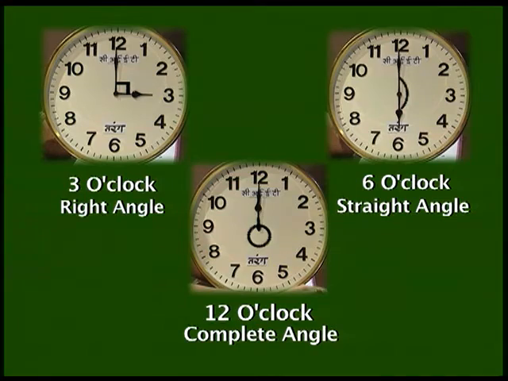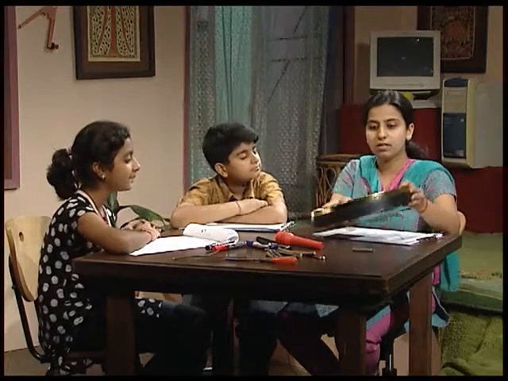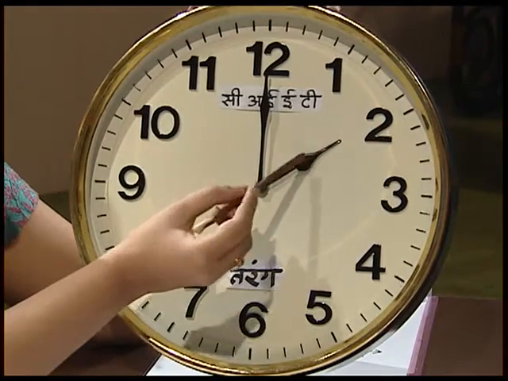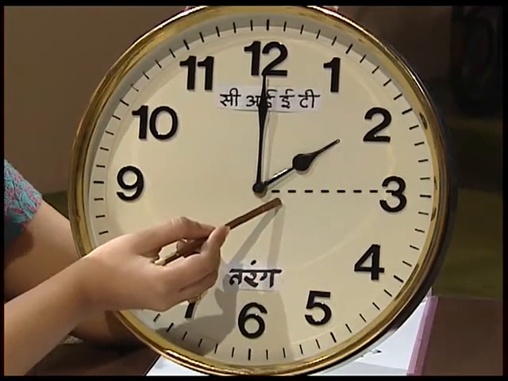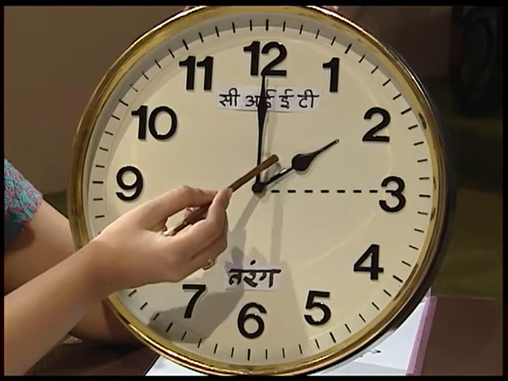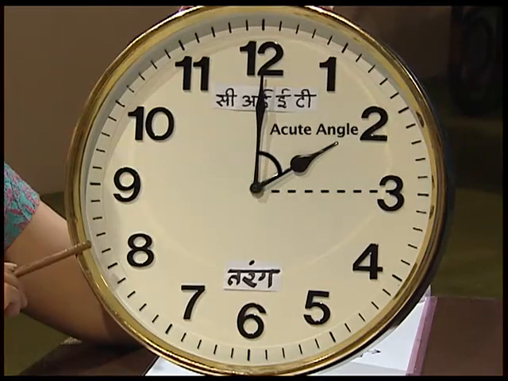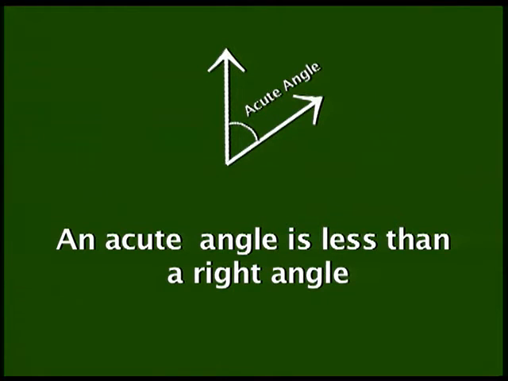Very good, Rahul. Now, I will tell you some other kinds of angles. Here, the clock shows 2 o'clock. The short hand has moved less than the quarter of the revolution. The angle formed here is the acute angle. Okay. It means an acute angle is less than a right angle. Yes. The acute angle is less than the right angle.